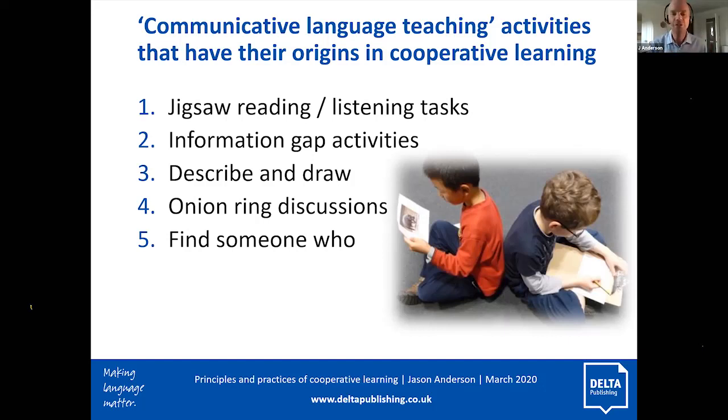Onion ring discussions, I'm not sure if you know what that is, but it's one of those activities where a group of learners stand in an inner circle and another group of learners stand in an outer circle, and they talk to each other and then move around and talk to different people. It was one of those wacky ideas from the 70s and 80s, but doesn't seem to be so common anymore. And find someone who.